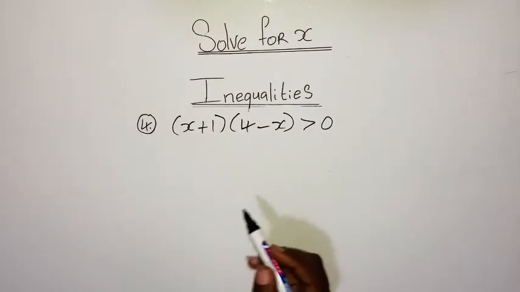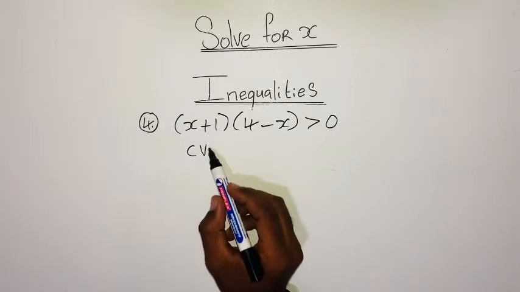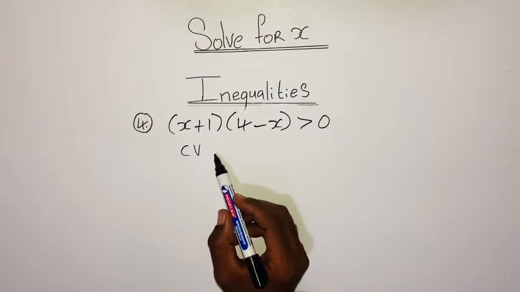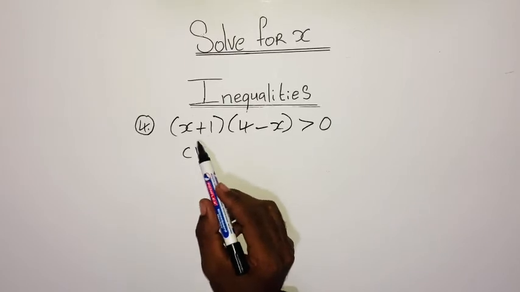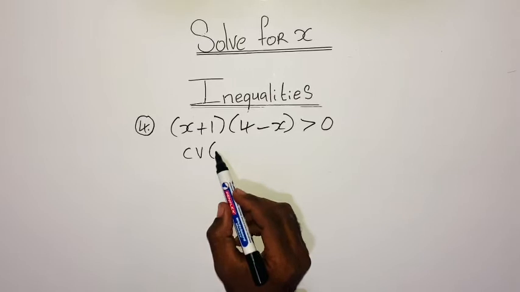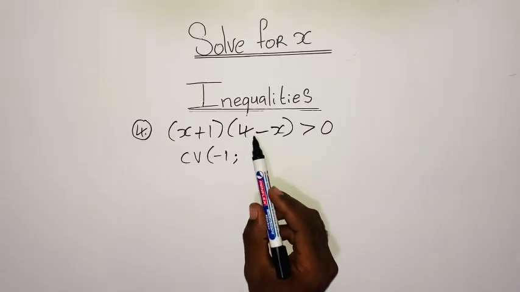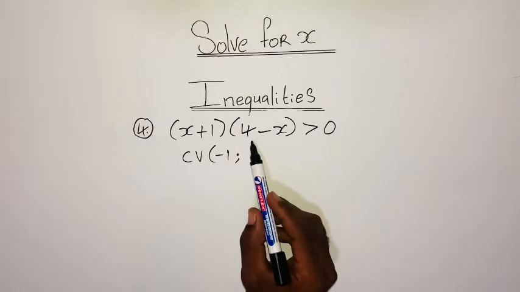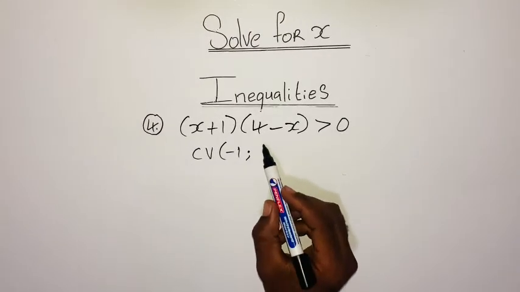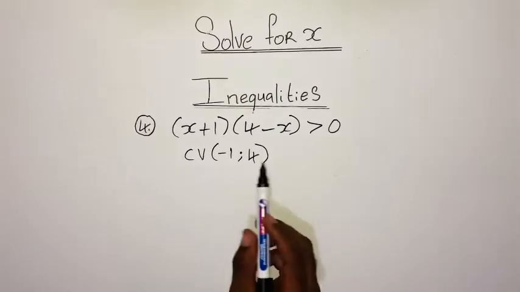So from here, I can just go on to finding my critical values. For the first bracket, x plus 1, I'll have a negative 1. Then, for this bracket, I'll take my 4 to the other side. Then I'll have x being a positive 4. So these are my critical values.